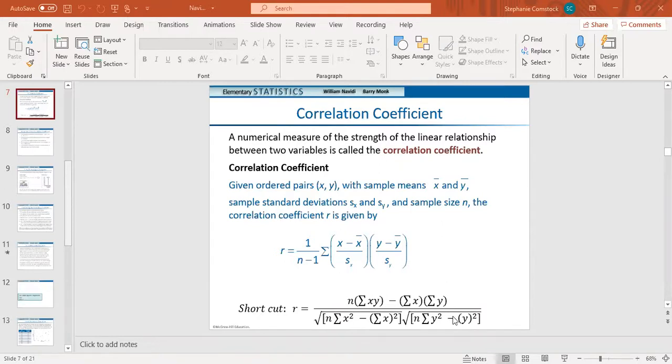I will say that I'm seeing one error on here. This should have the same sigma notation inside there. I do have it written over here on my board correctly. So here is our formula.